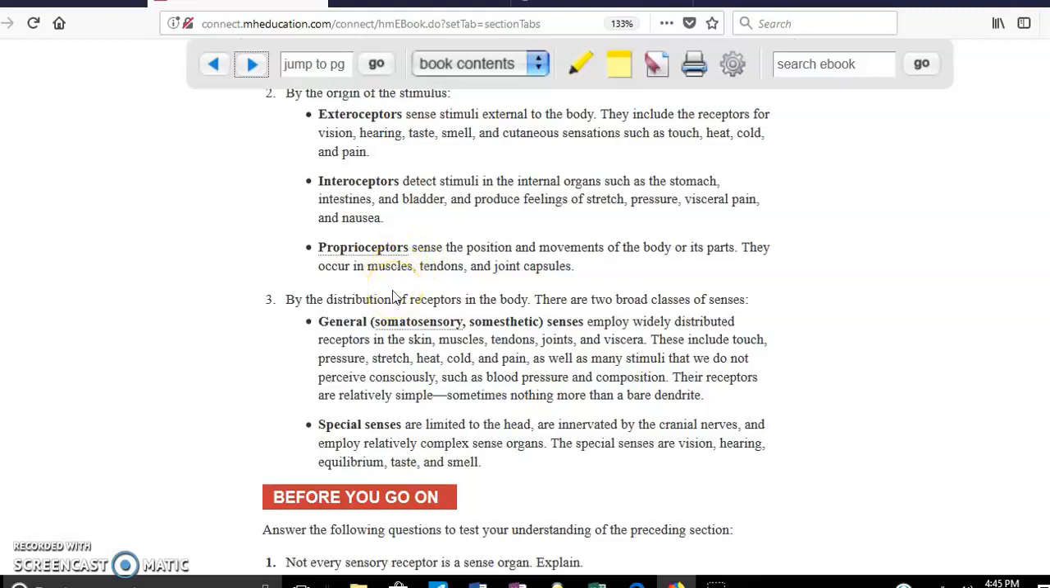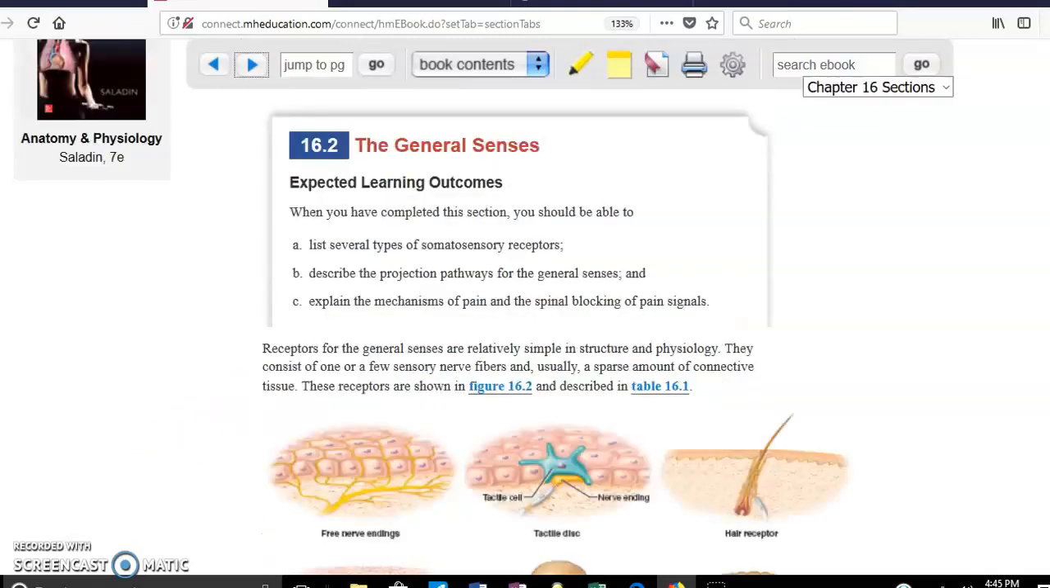Another type of classification is general or special senses. The special senses are vision, hearing, etc. And general is the one that we have all over our body, especially in our skin, like for pressure, temperature, pain, etc. Next topic is the general senses.